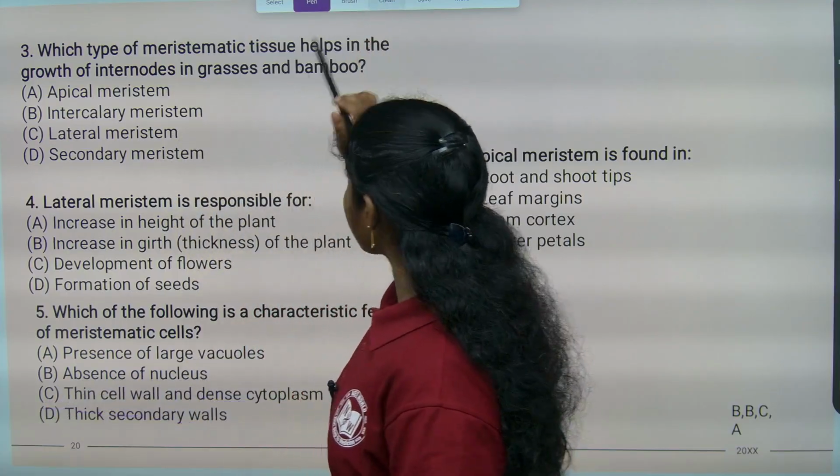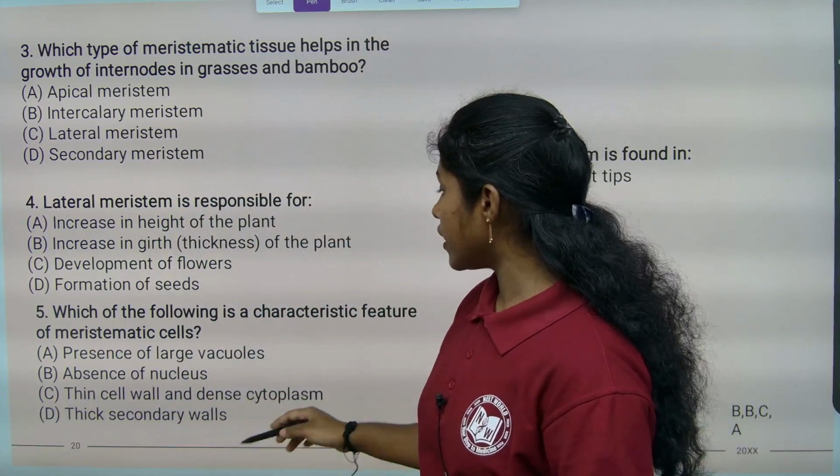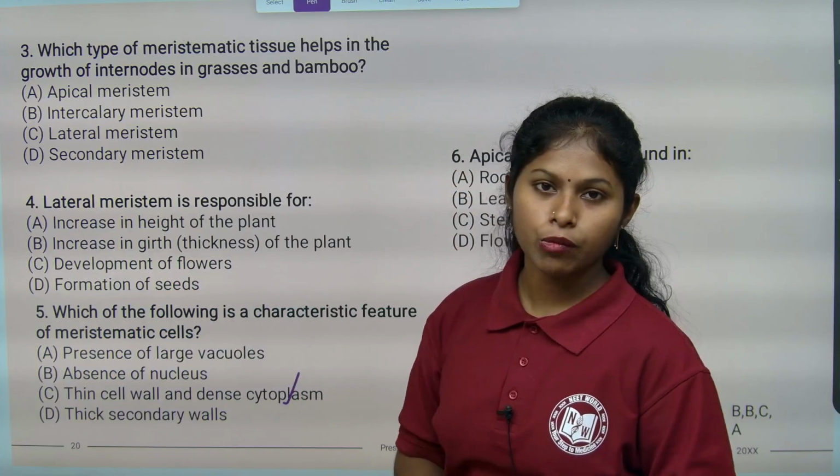What is the characteristic feature of the meristematic tissue, children? It is a thin cell wall and dense cytoplasm, right?